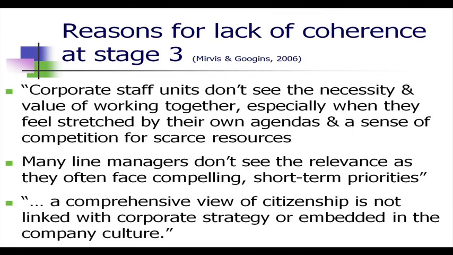All right, but now let's talk a little bit about why there could be a lack of coherence between programs at stage 3. The corporate staff units don't see the necessity and value of working together, especially when they feel stretched by their own agendas and a sense of competition for scarce resources. So there could be a clash between what different staff units think they should be doing and what they're asked to do, or between their capacities and what the organization wants them to do.